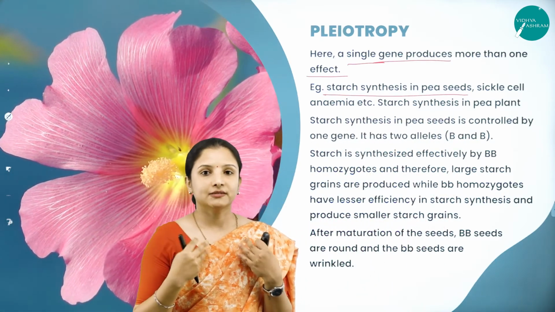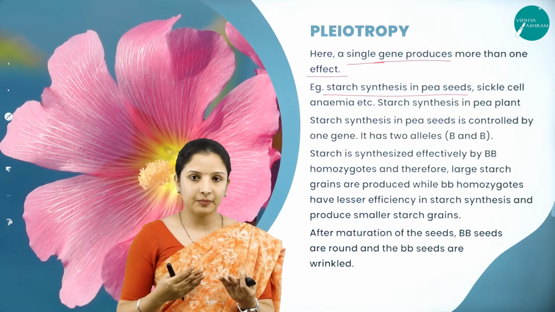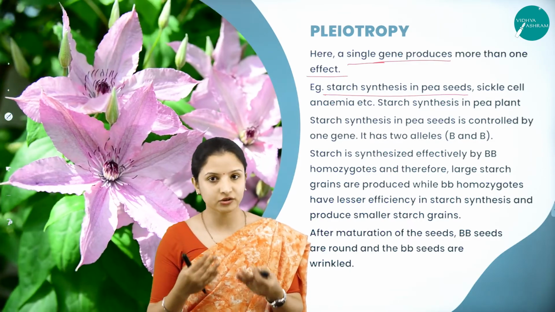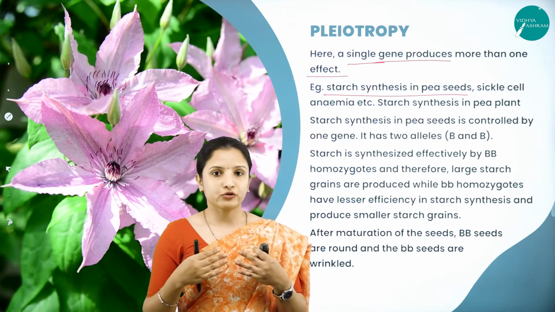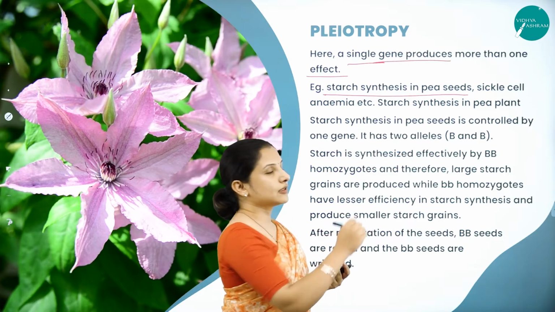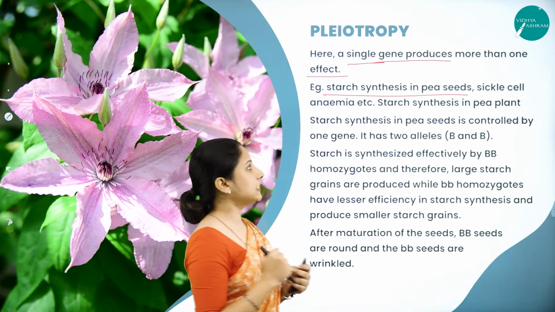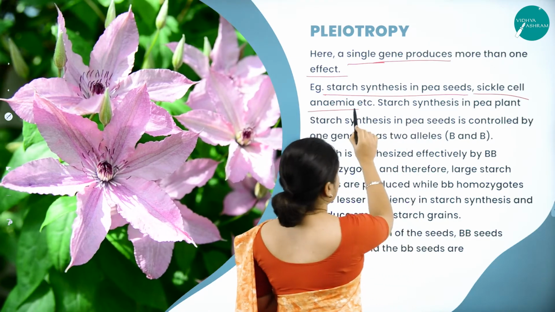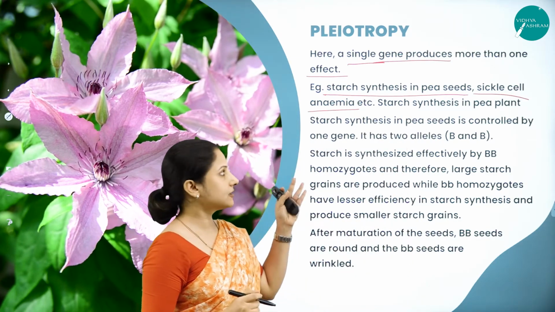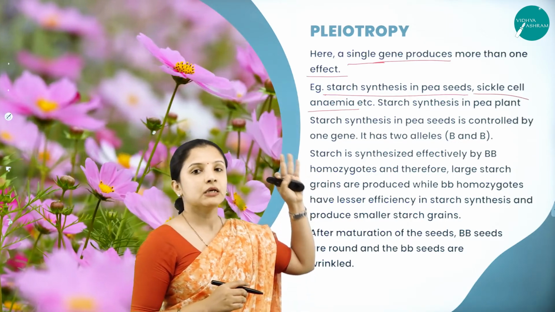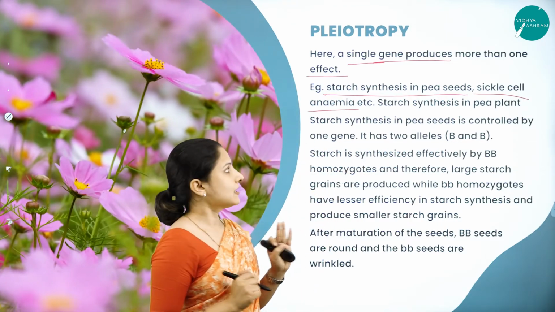So pea is a dicotyledon. In the pea plant, there is the endosperm. What is the function of the endosperm? To produce starch. So the pea seed has starch. So we shall see the synthesis of starch in pea seeds. And one more example is sickle cell anemia. It is a blood related disease. So in this session, we shall discuss starch in pea seeds as an example.